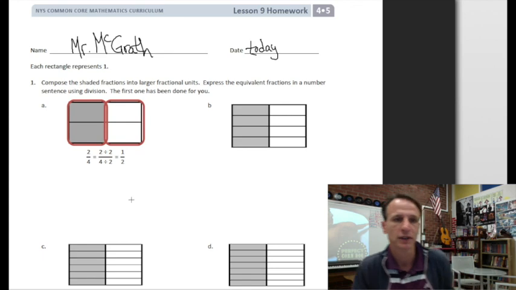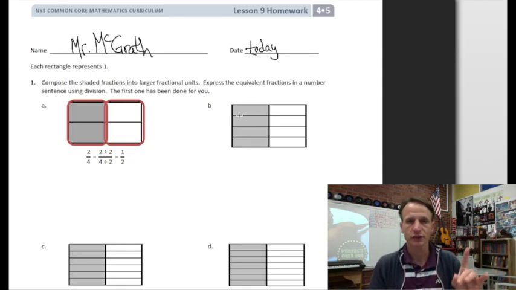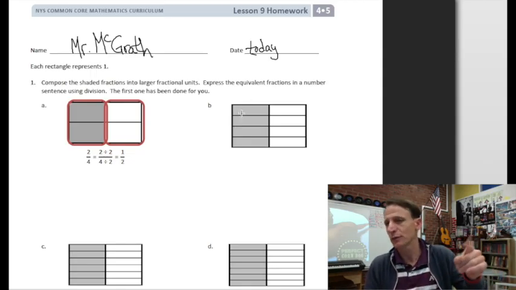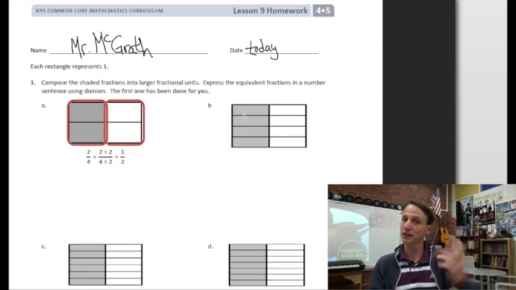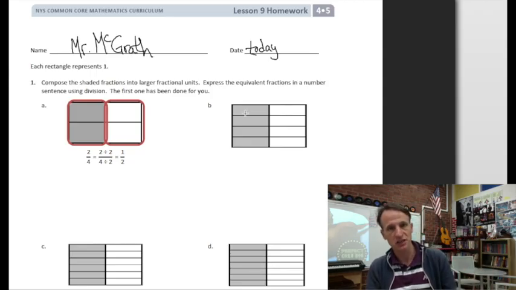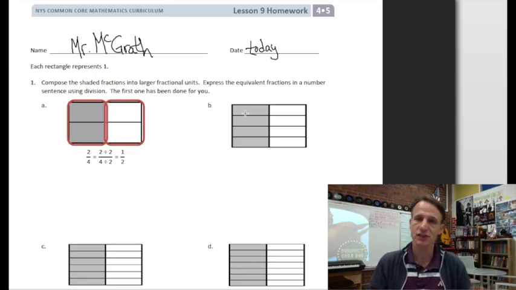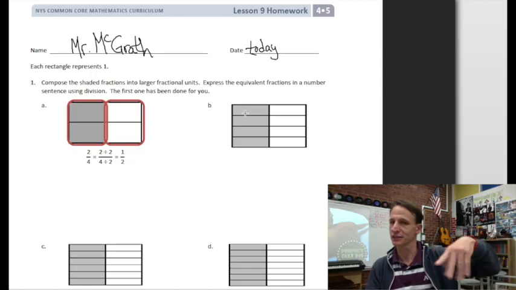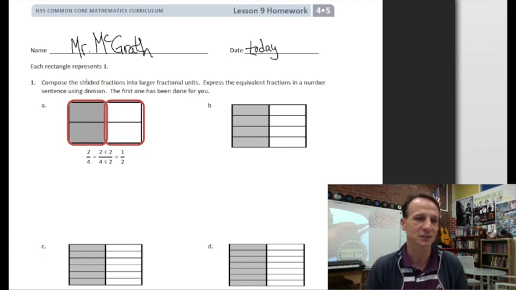Don't write today. So each rectangle here represents 1. And so all of these are one whole, divided into fractions. Now all we're doing here is the same thing we've been doing for the past 2 lessons. We're just doing the inverse operation. Instead of decomposing using multiplication, we are going to compose using division. And for all my generation out there, we called this simplifying fractions.